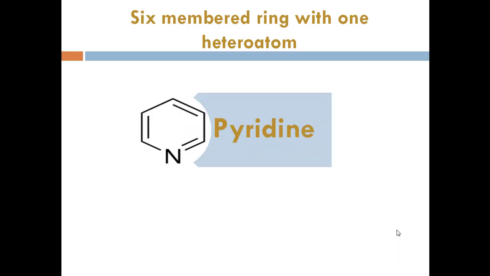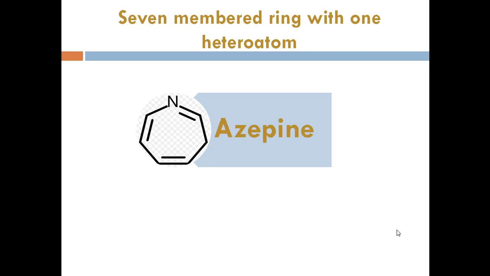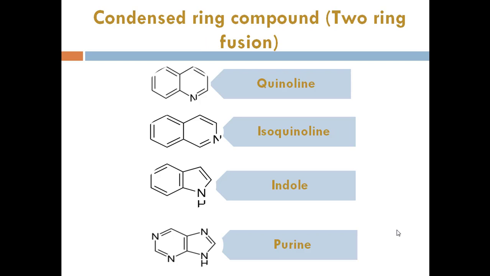Then a 6-member ring with 1 heteroatom, that is pyridine. Simply a 6-member ring with 1 nitrogen atom. Then a 6-member ring with 2 heteroatoms, pyrimidine, right? Here in pyrimidine, a 6-member ring with 2 nitrogen atoms, and both nitrogen atoms are present at 1-3 position to each other. A 7-member ring with 1 nitrogen atom, that is azepine.